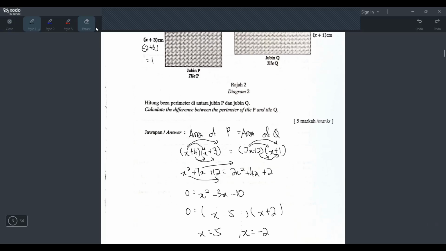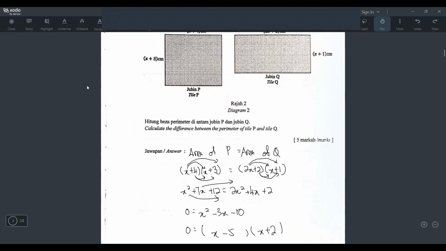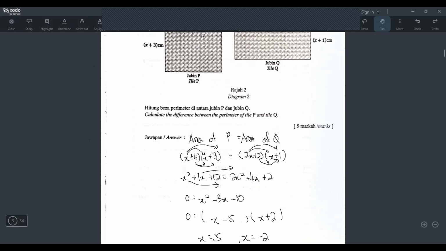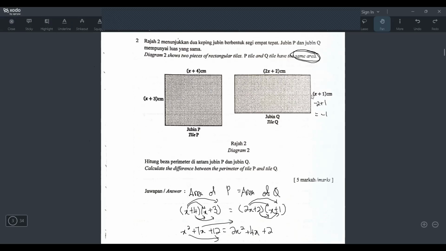So 1 still makes sense, because panjang memang boleh positive. But imagine if you replace x inside this, if your x is -2, it will be -2 plus 1. And what is -2 plus 1? -1. So it means you are saying that the height of this tile, or you can say the lebar, the width is -1, which doesn't make any sense. Length tak ada negative, panjang tak ada negative. That is why we have to reject the answer.